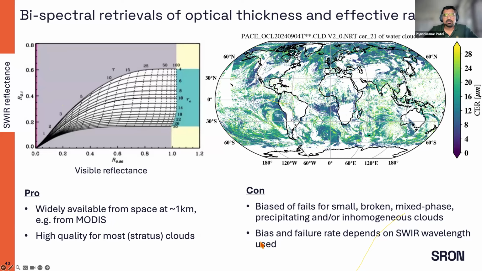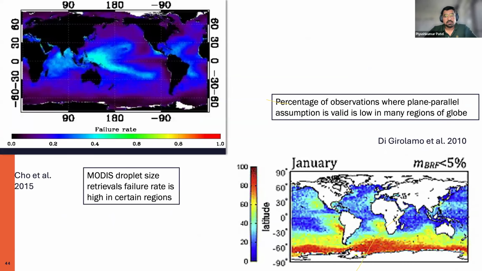But what are the cons? The cons are that the bispectral algorithm won't work when you have smaller clouds, broken clouds, or mixed phase clouds. Mixed phase clouds are when you have ice and liquid together, or you have precipitating clouds. In this scenario, the bispectral algorithm won't provide accurate information, and it has a large bias and failure rate. I'll skip this one.